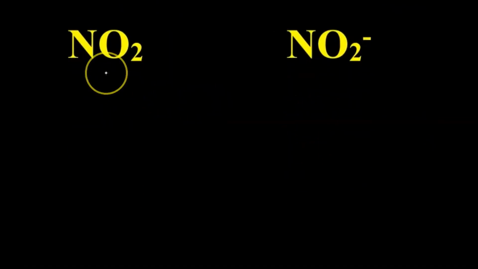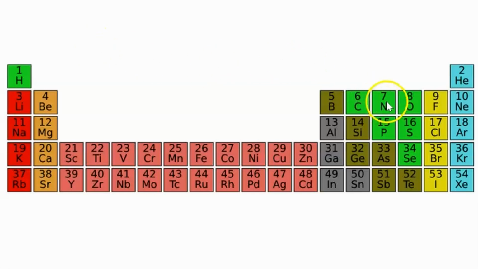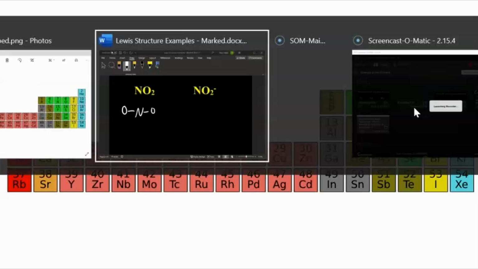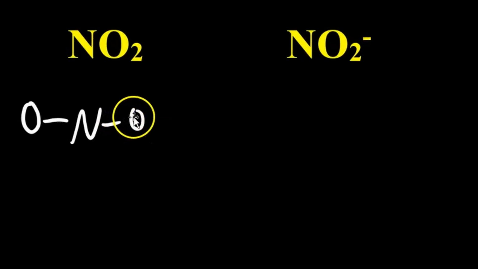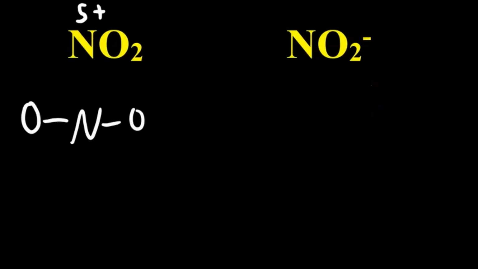Moving along, NO2. We'll connect the atoms. The nitrogen is central because it's singular. It's written to the left. On the periodic table, it's further to the left than oxygen. And now we want to count the number of electrons. Nitrogen has 5 electrons. If we start from the left and count to nitrogen, 1, 2, 3, 4, 5. And oxygen has 6. If we do that same thing, count from the left, there's 2 oxygens, so times 2. So this would be 12, 17 here.